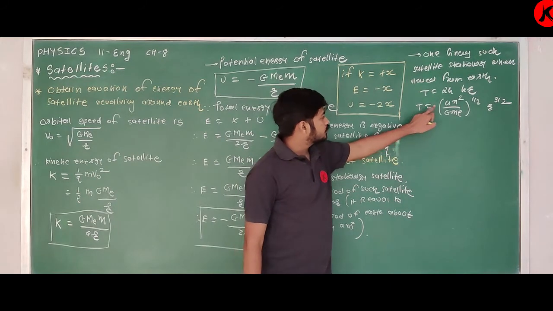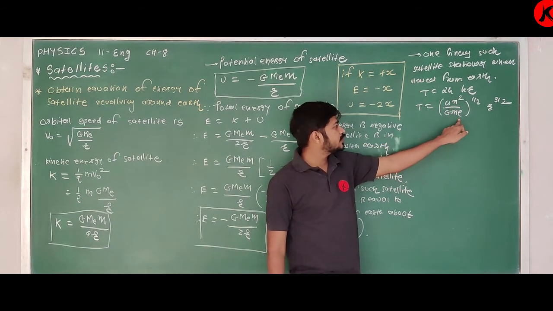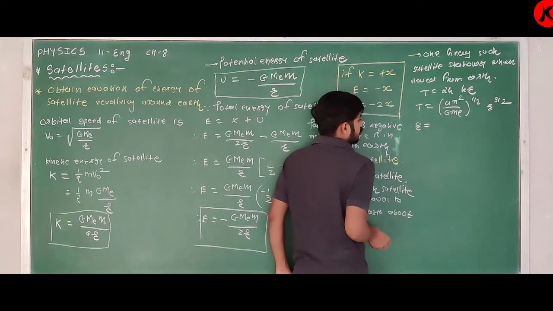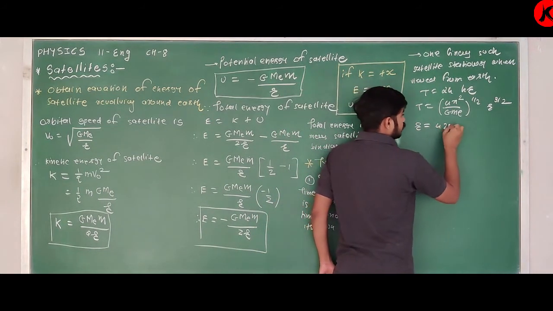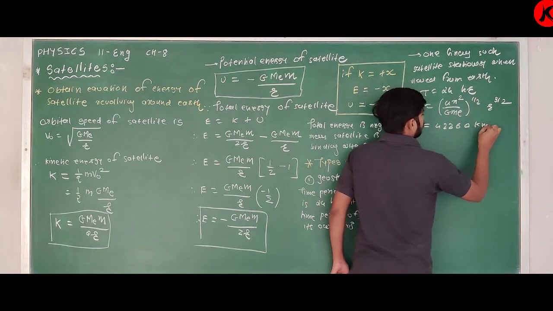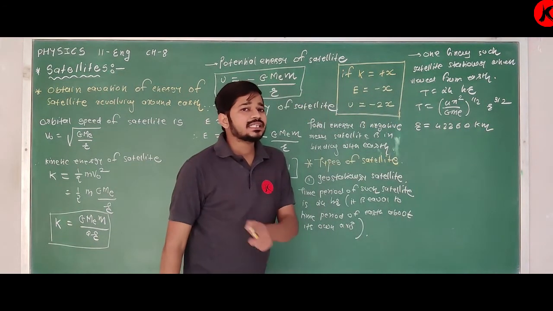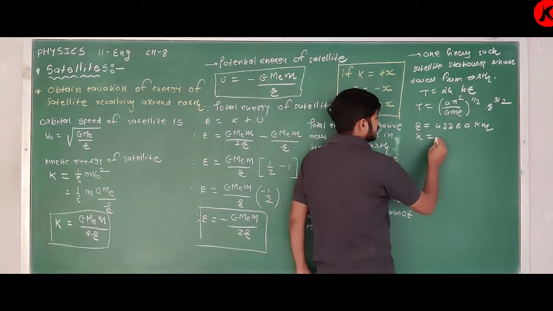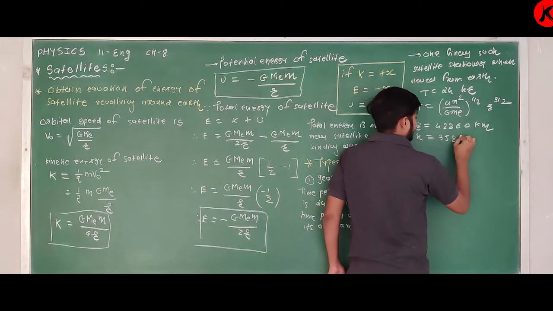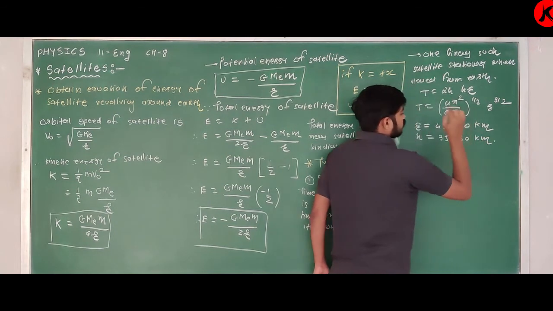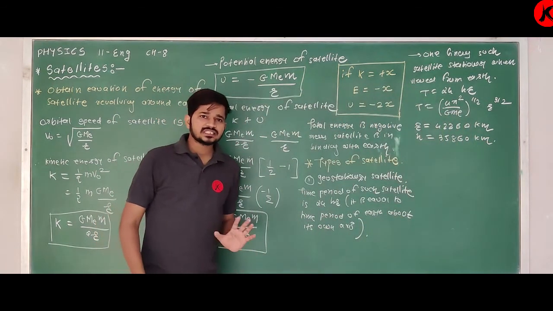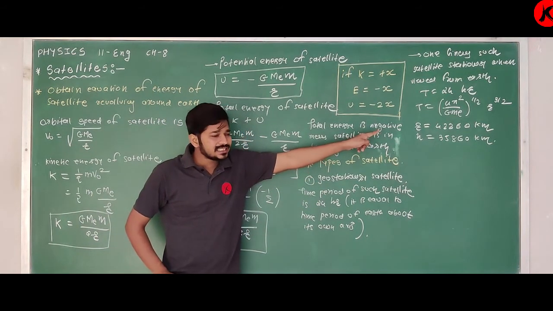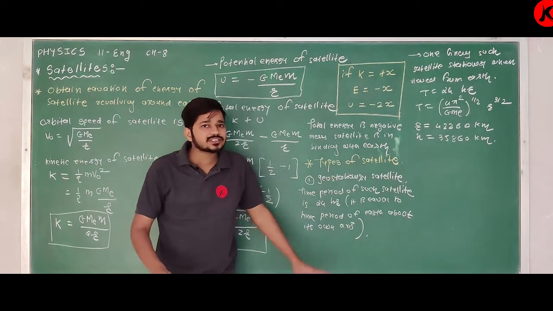T is 24 hours, and you know pi, G and M, so if you calculate R, you will have the value of R. It is 42,600 kilometer, that is the distance from center. The height above the surface, H, is 35860 kilometer. So listen: for such a geostationary satellite, the distance from center R and the height are fixed.